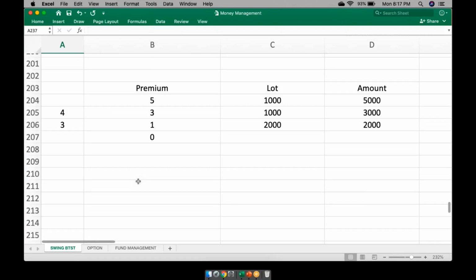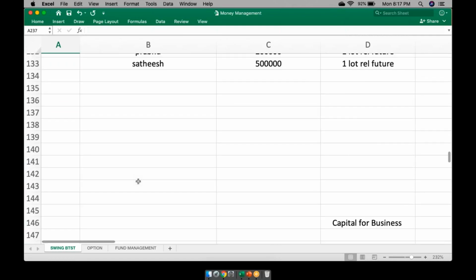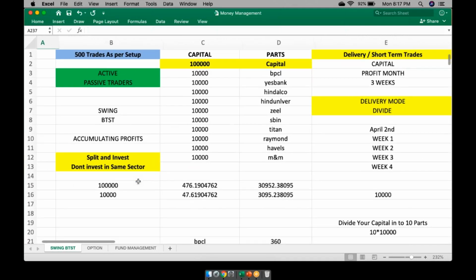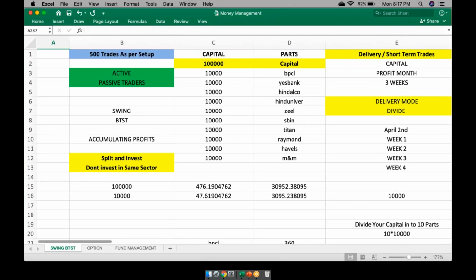Okay, so let's enter into where and how much to invest. That is a very important thing. Let's understand the theory. Before entering into the money management, one more thing. Whatever techniques we are going to learn, we will mention that as a trade setup.